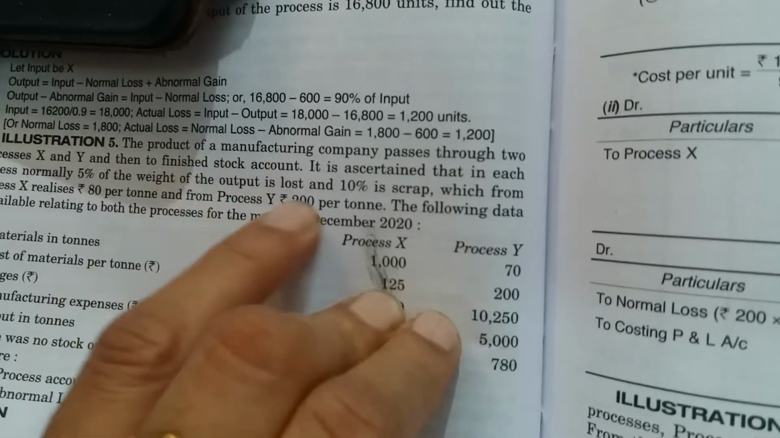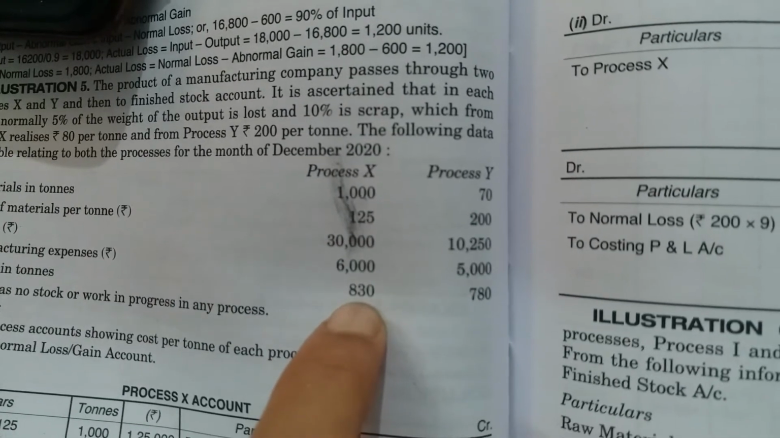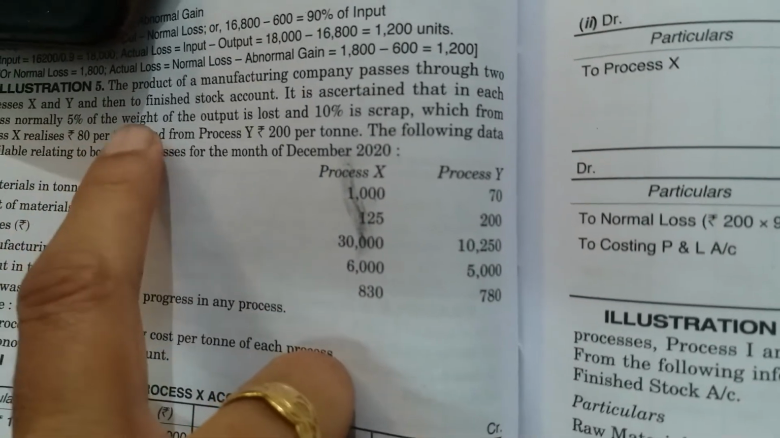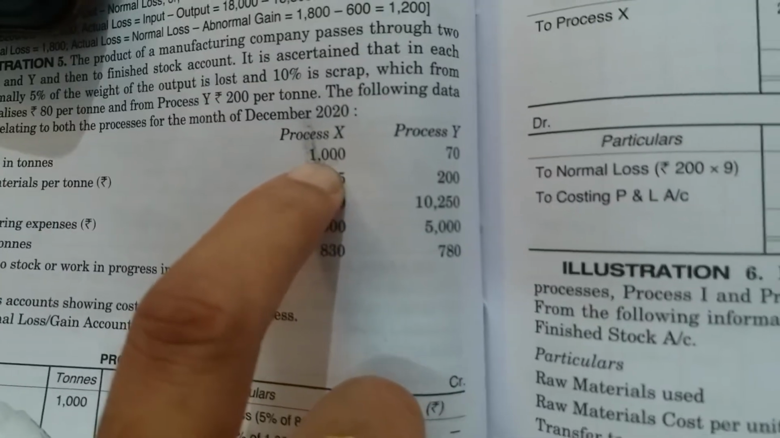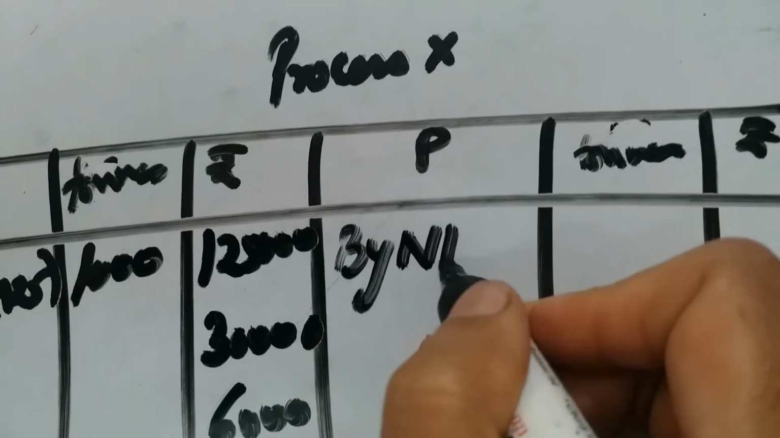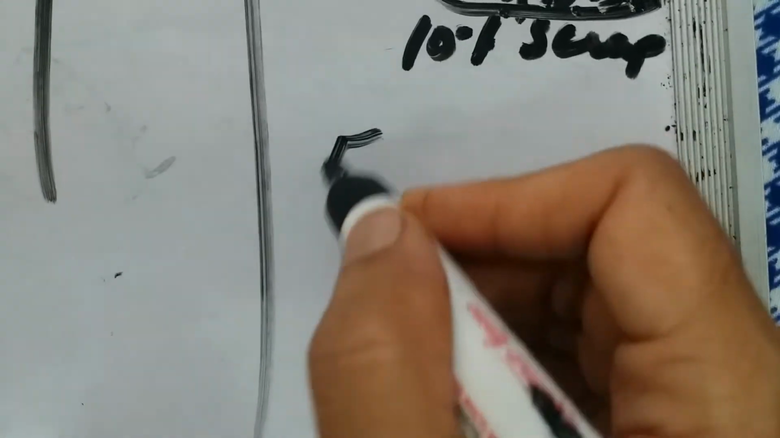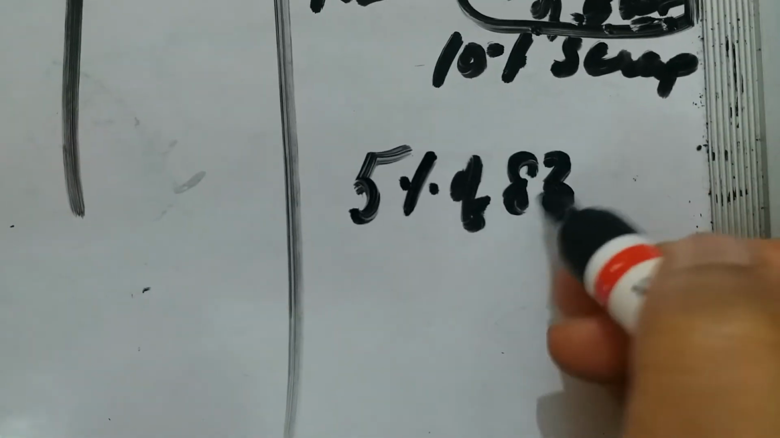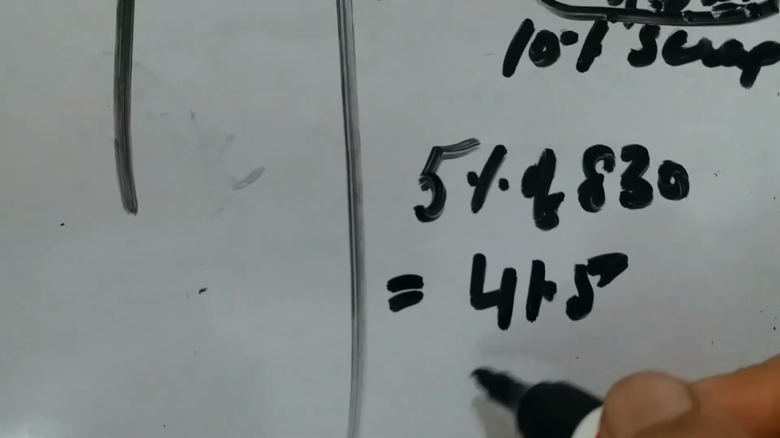तो इस प्रोसेस X का जो आउटपुट है, that is 830. तो remember this. अगर लिखा हो कि 5% of the weight of the input, तो इनपुट 1000 थे, then we would have taken 1000. But क्योंकि आउटपुट word लिखा है, then we are going to take 830. तो over here we have the normal loss, और normal loss is 5% of weight of output. तो आउटपुट over here is what, working notes में करते हैं. So 5% of 830. How much that comes out to be? Nearly 41.5 tons. It is lost.